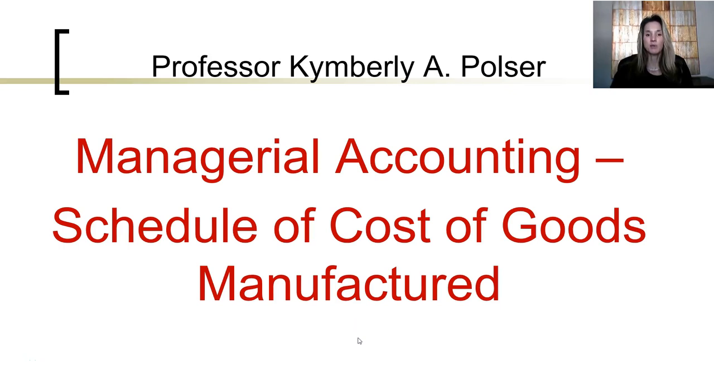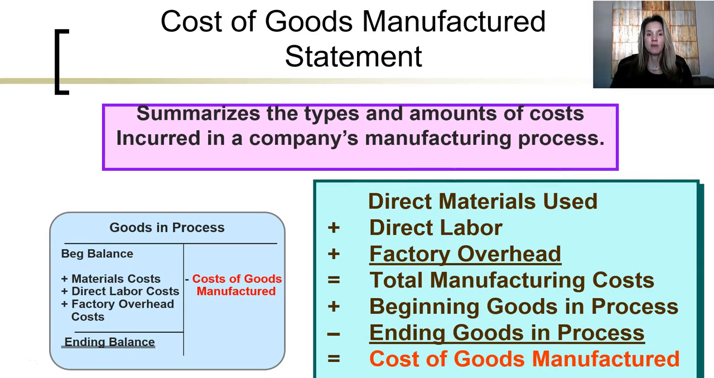Hello. This episode will discuss the preparation of the Schedule of Cost of Goods Manufactured statement. This statement is an internal document summarizing the types and amounts of cost incurred in a company's manufacturing process. Recall that all of a company's manufacturing costs are accumulated in the Goods in Process Inventory account.